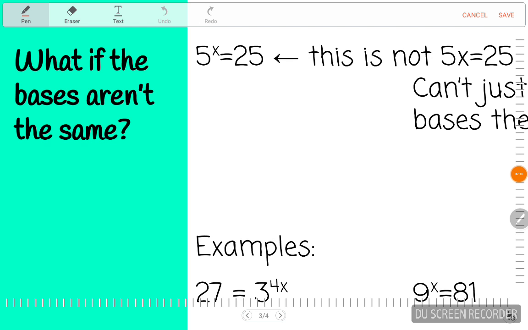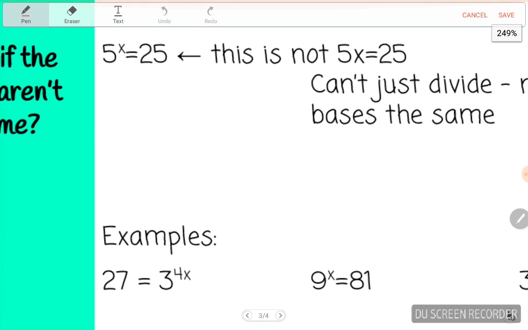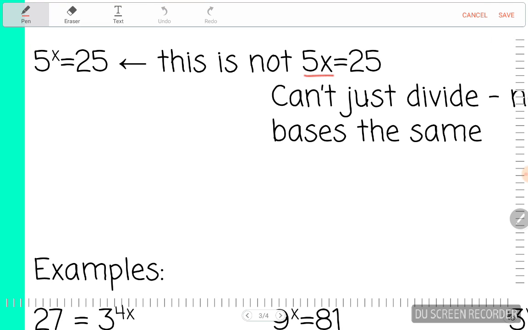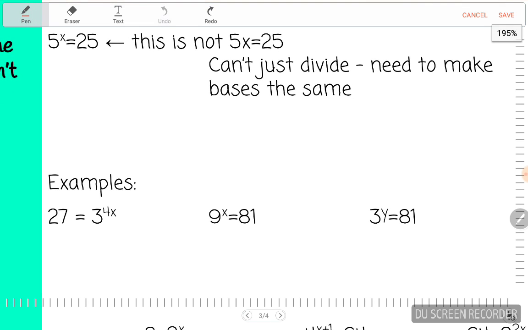Okay, so then the problem comes up if the bases aren't the same. So here we have 5 to the x equals 25. Okay, realize this is not 5 times x equals 25. Okay, remember our exponent means something different. It means I have 5 times itself a certain amount of times. Okay, whatever x is, x times. Okay, so what we need to do is we can't just divide, we need to make the bases the same.